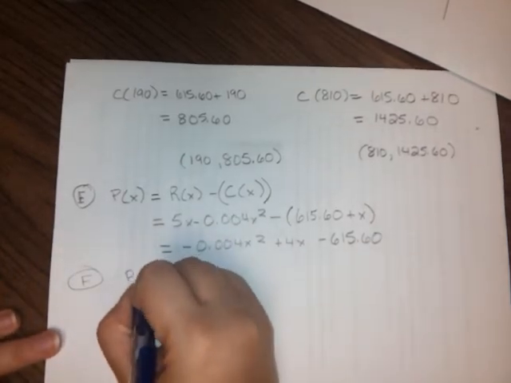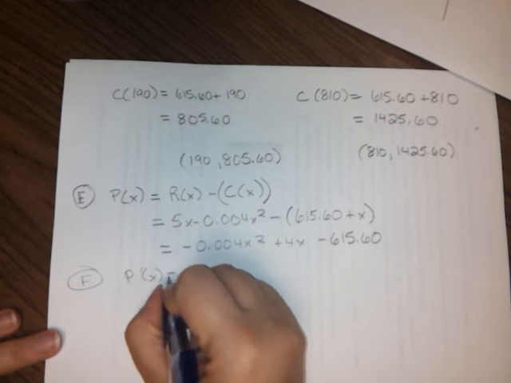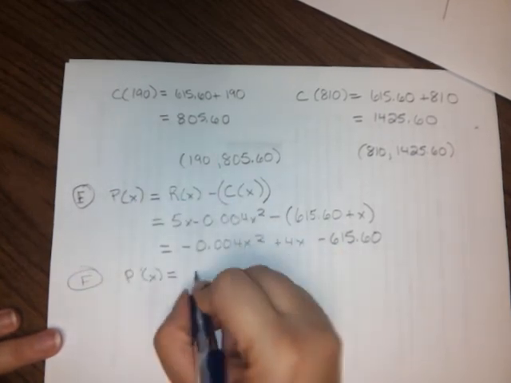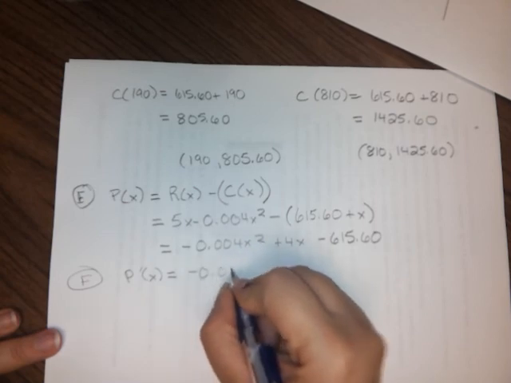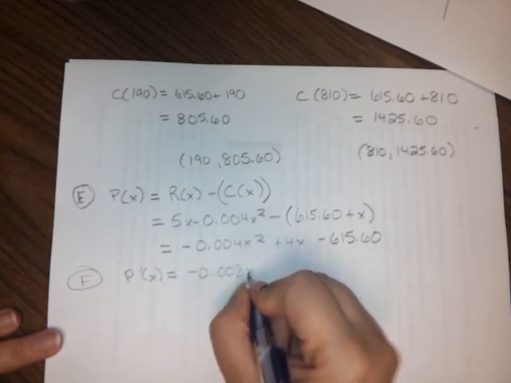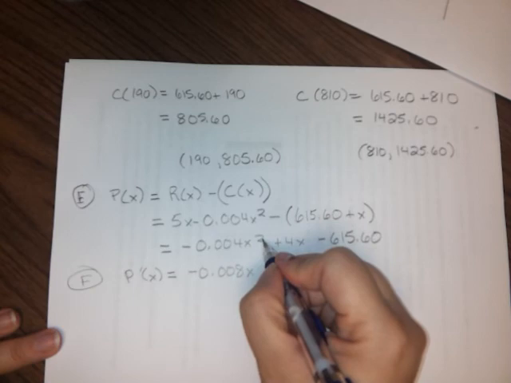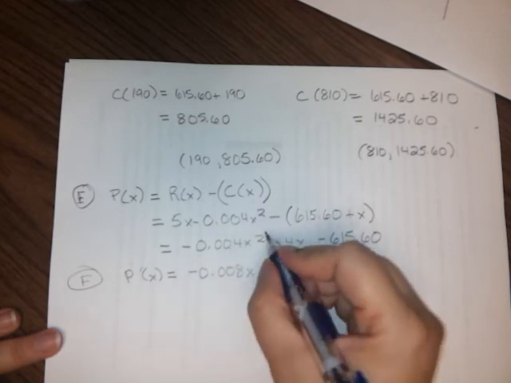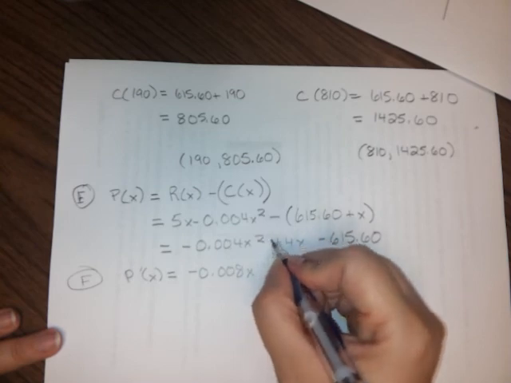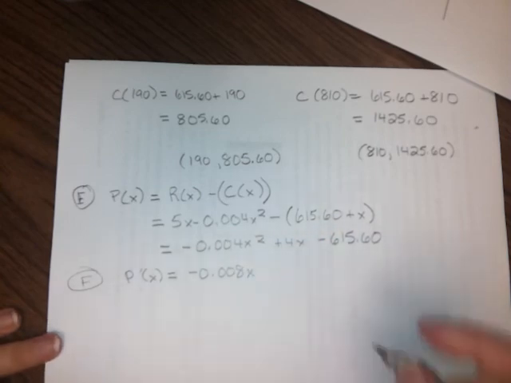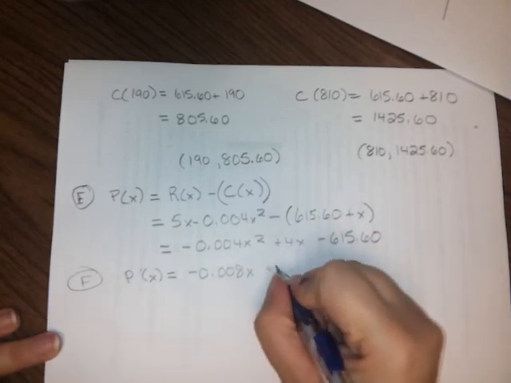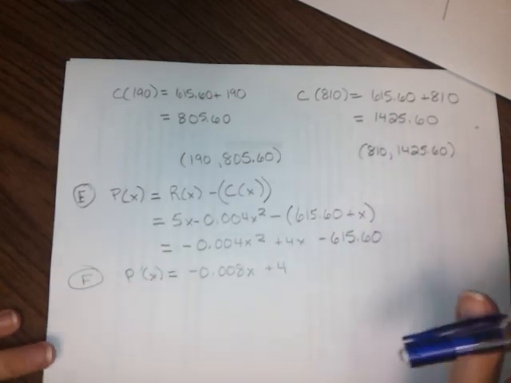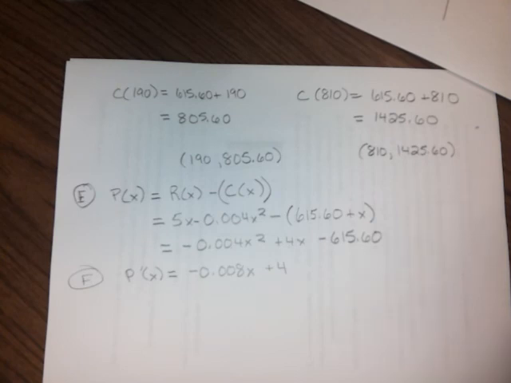So we need to find, first of all, P prime of x, the derivative of our profit function. So that is going to be negative 0.008x. All I did was multiply the exponent by what was out in front of the x, copy down the x, and subtract 1 from the exponent. So that just left me with x to the first power plus 4, and that negative 615.60, that goes away entirely. That just becomes 0.